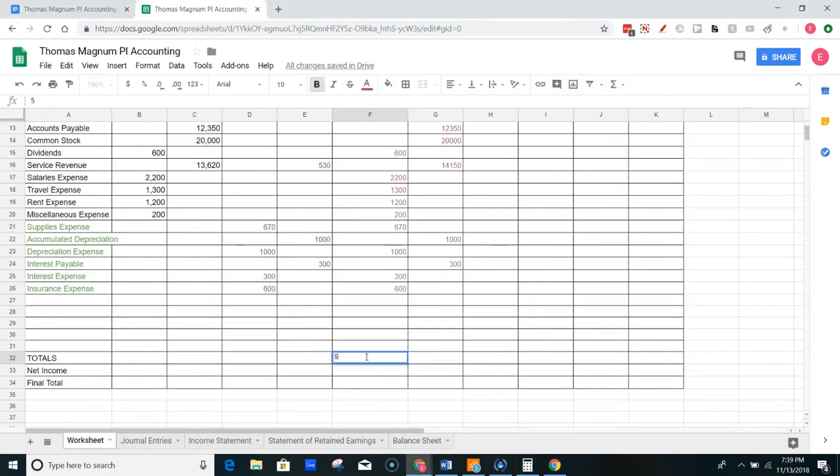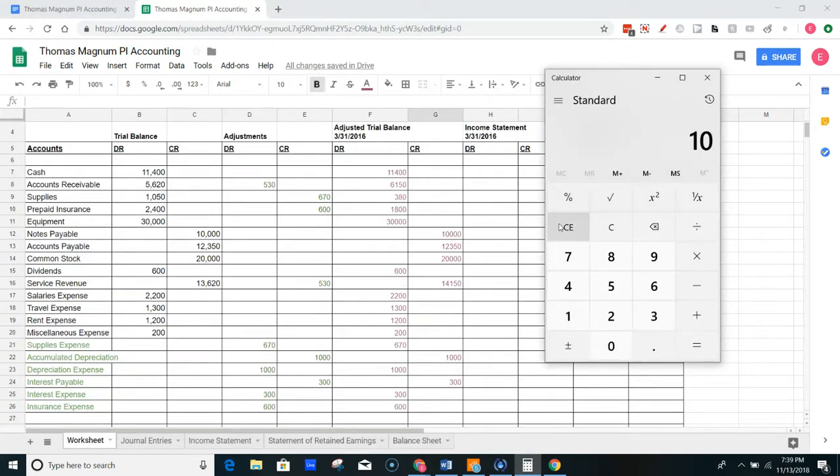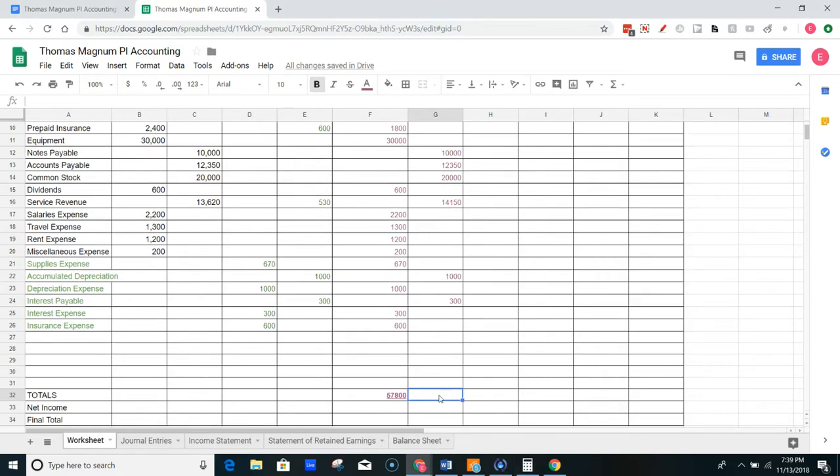So down here, my total, 57,800 is my total, right? Now I have to balance the other side, make sure it's the same. So I got 10,000 plus 12,350 plus 20,000 plus 14,150 plus 1,000 plus 300, and boom, 57,800.